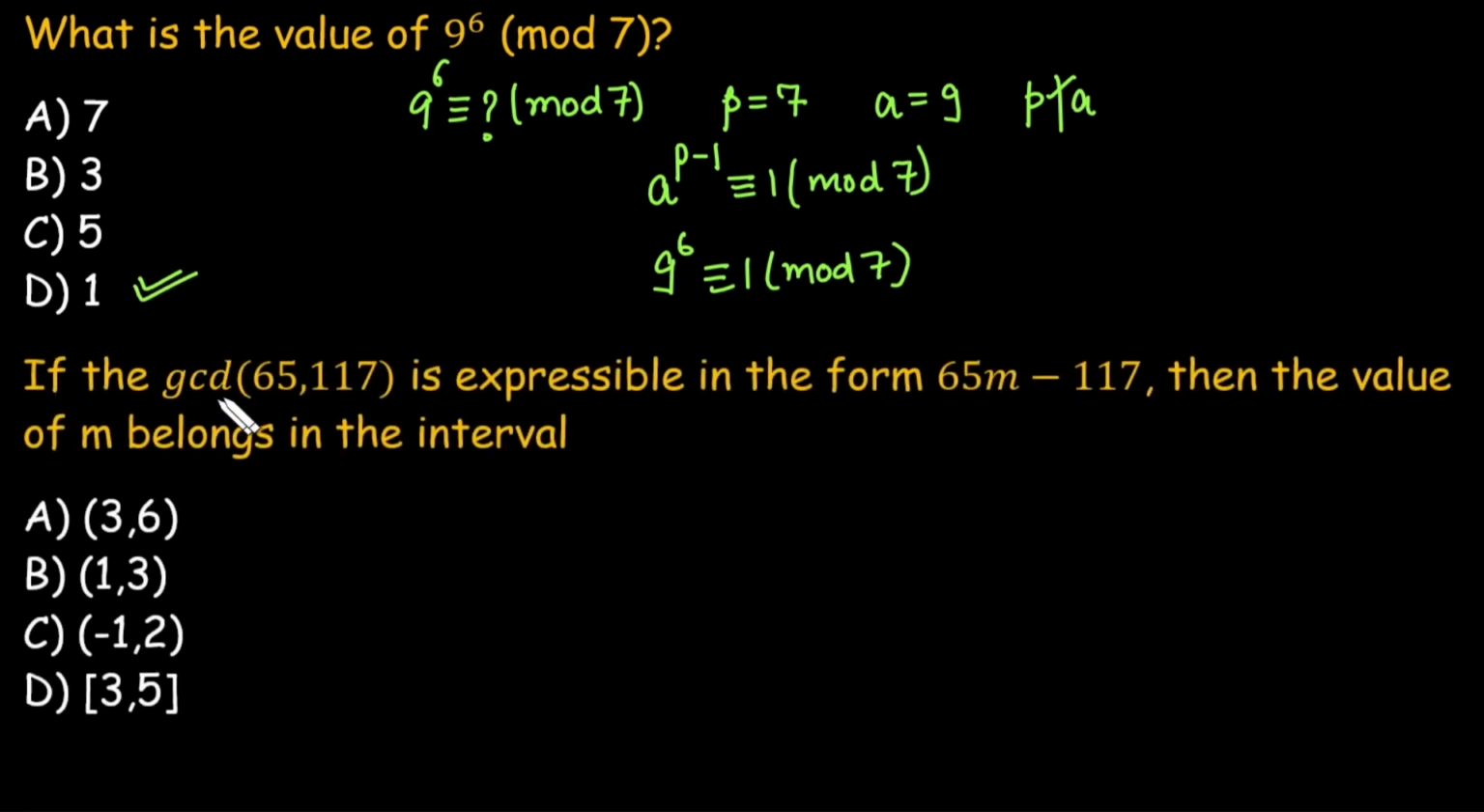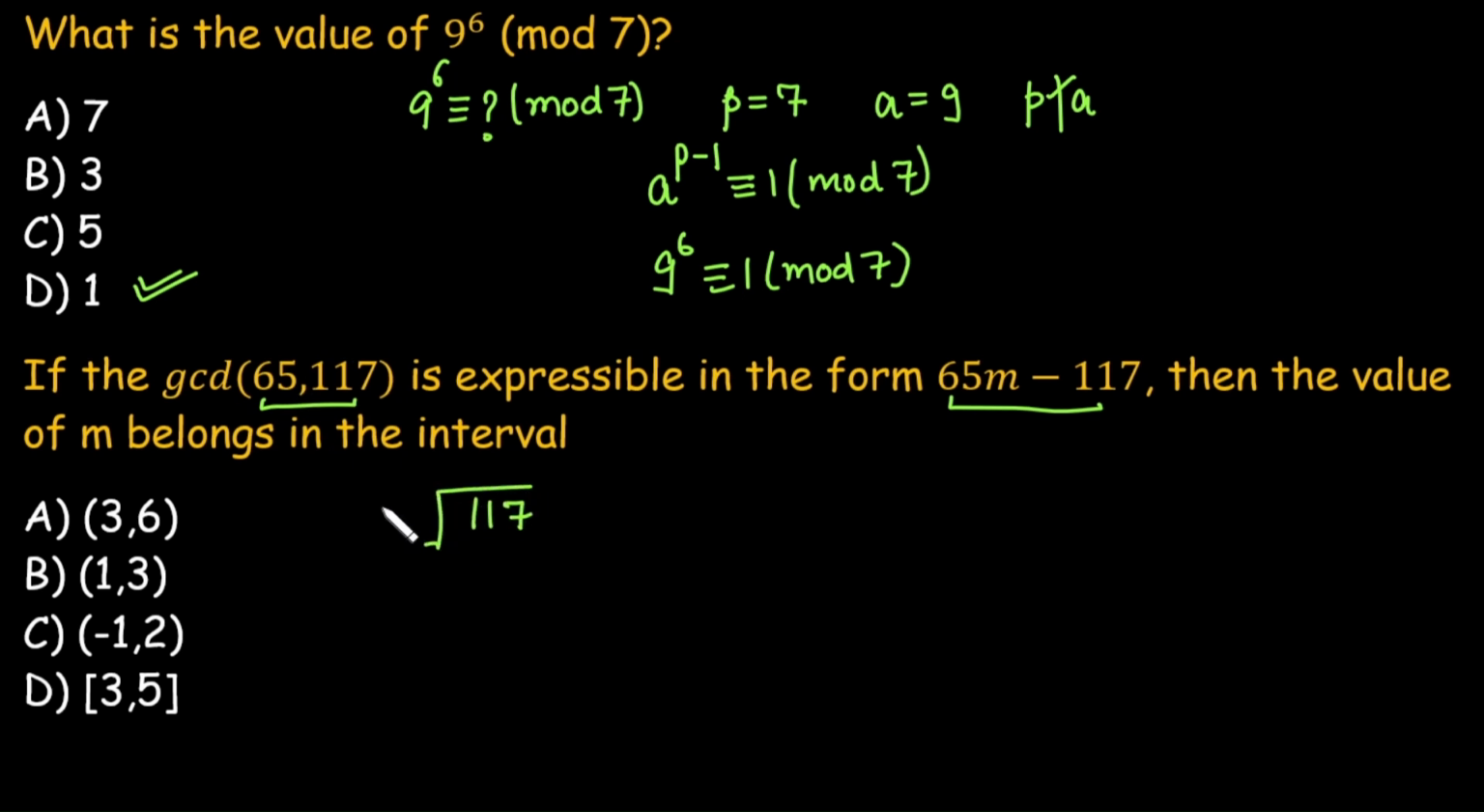Next, if the GCD of these two numbers is expressed in this form, then what is the value of m in this case? Firstly, we need to find the GCD of 65 and 117. One procedure is prime factorization. Right now, I am going to proceed with the Euclidean algorithm.